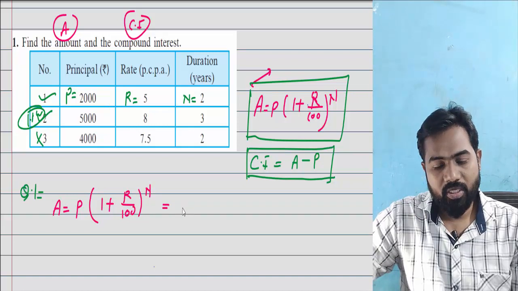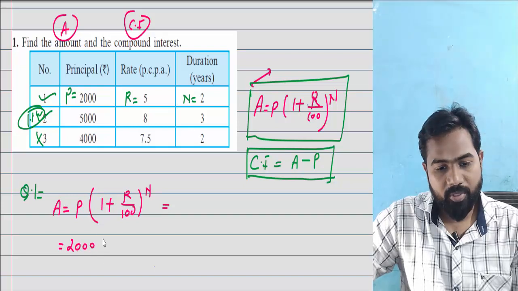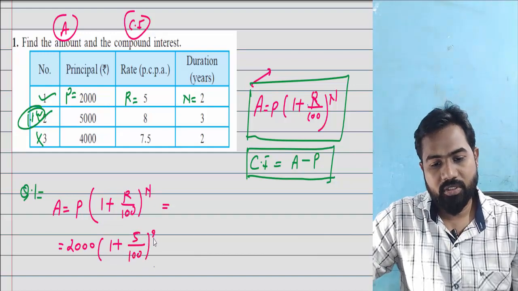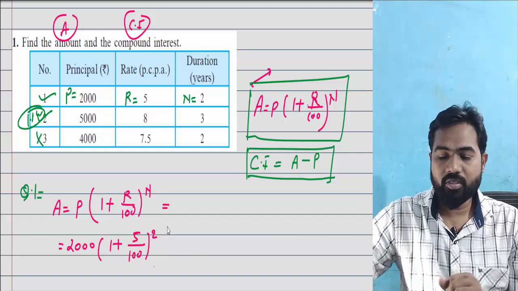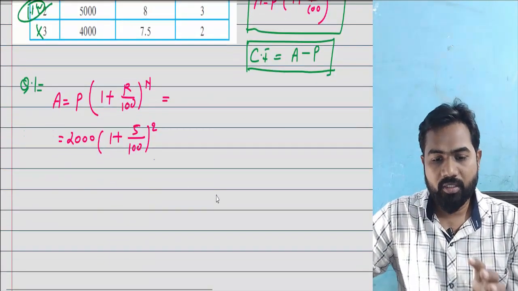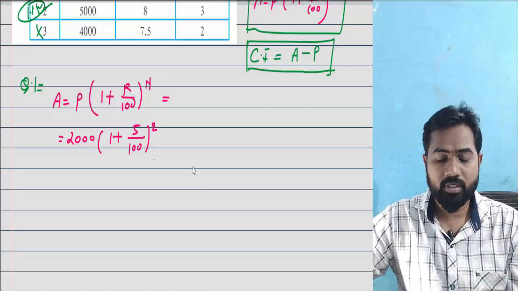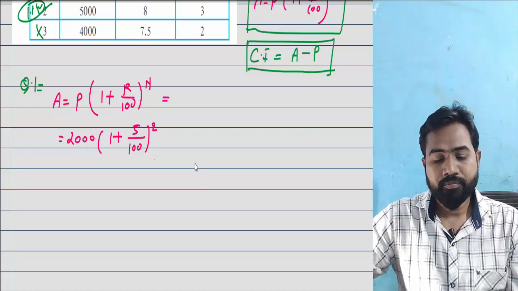So P is given as 2000, we'll write inside the bracket. R is given as 5 divided by 100 and whole power to the 2. Now see, this calculation is very important because most of the students make errors in the calculation part and lose their marks in calculation only. They put their values properly, no doubt, but they lose their marks in the calculation part.